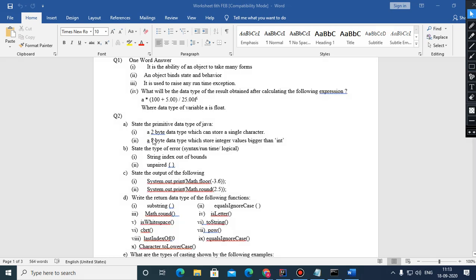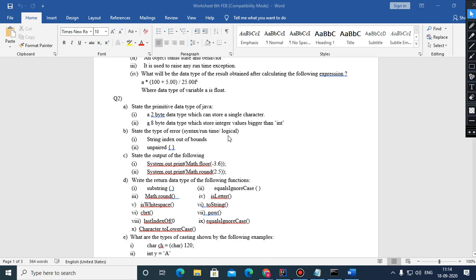Okay, a 2-byte data type which can store a single character. Yes, reply: char. Okay. An 8-byte data type which can store integer values bigger than int. Long. Okay. State the type of error: syntax, runtime or logical. StringIndexOutOfBoundsException: runtime. And unpaired this: syntax error. Okay.